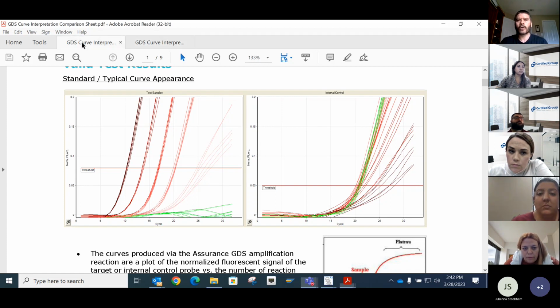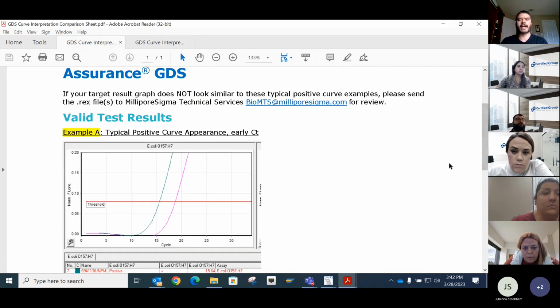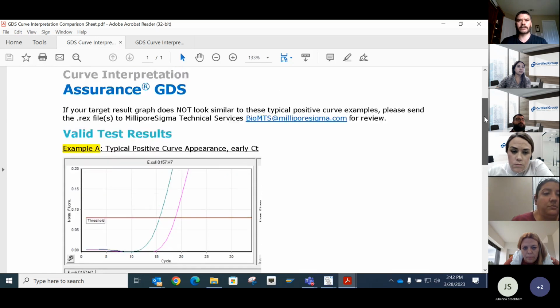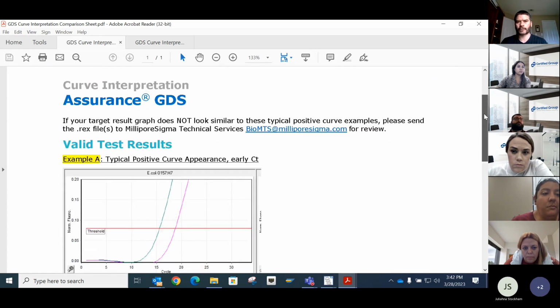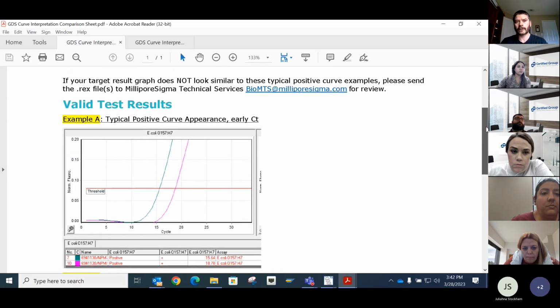So back to what really the main thing labs need to understand is this curve interpretation. It's just two files. In example A, this is what you're going to see a significant portion of the time, a very valid positive. If you remember from our guide, samples move across horizontally. Here's our number of cycles. As you can see, this is around 12 cycles.